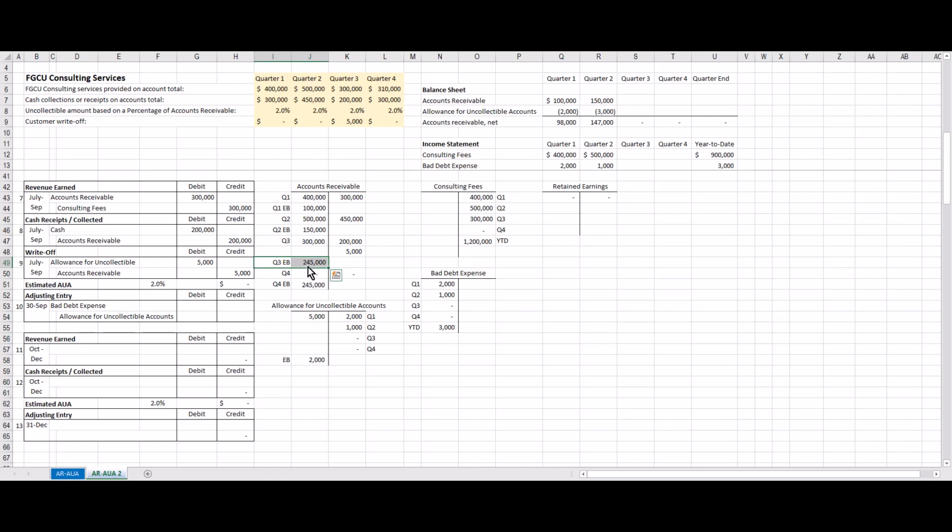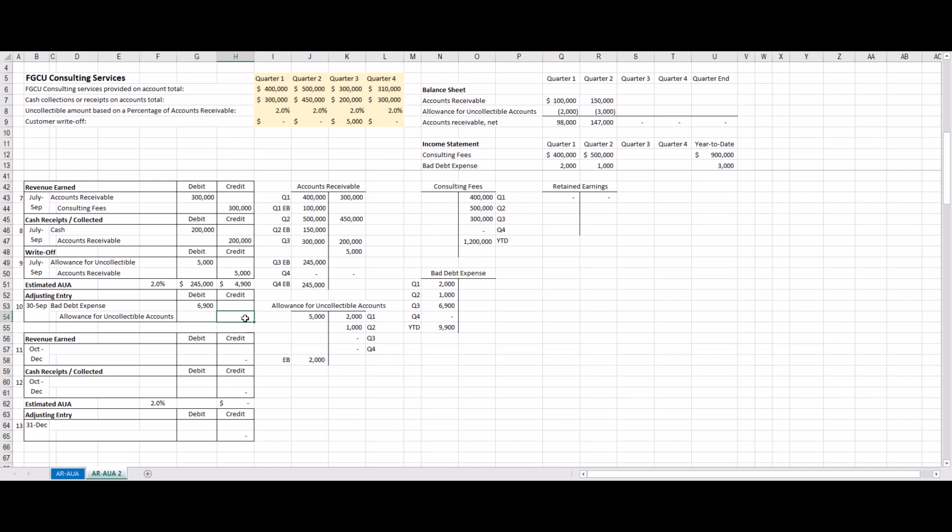Again, the estimated uncollectible amount is 2% times the accounts receivable balance of $245,000. 2% times $245,000 is $4,900. Because of the write-off, the allowance for uncollectible accounts has a debit balance of $2,000. Our adjusting entry for the third quarter needs to be $6,900 to increase the balance from a $2,000 debit to a $4,900 credit.